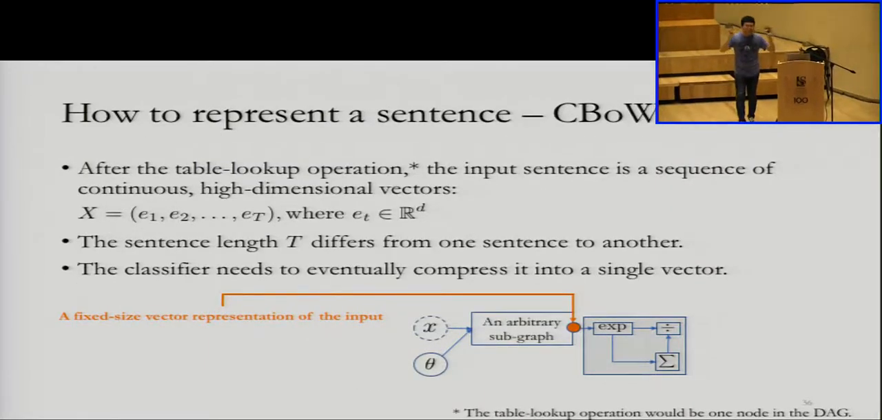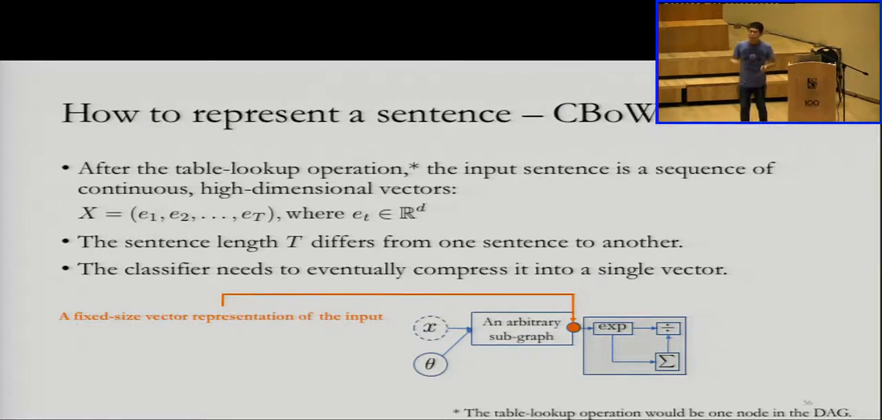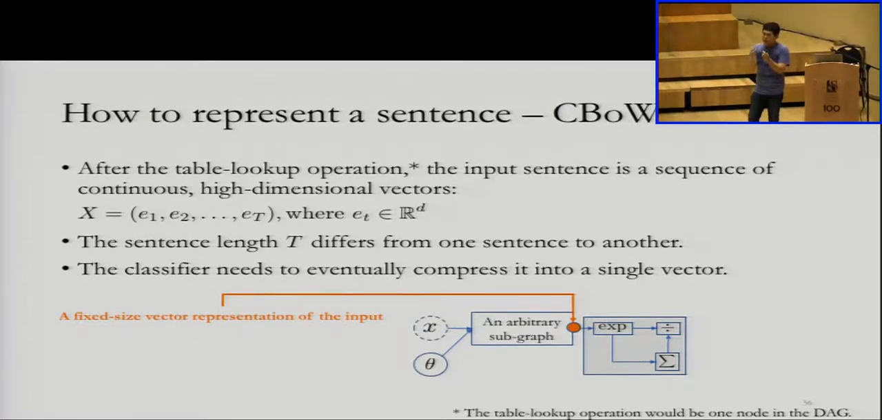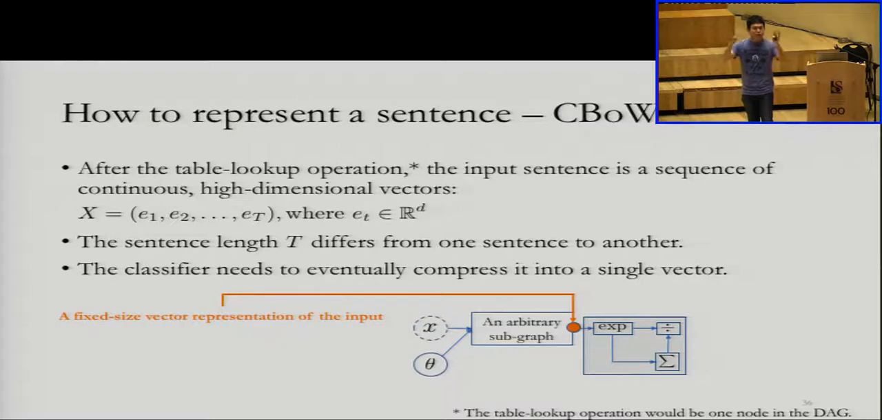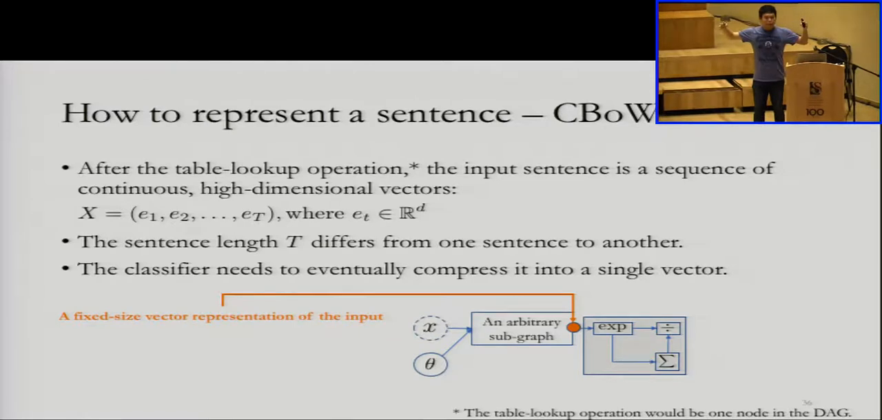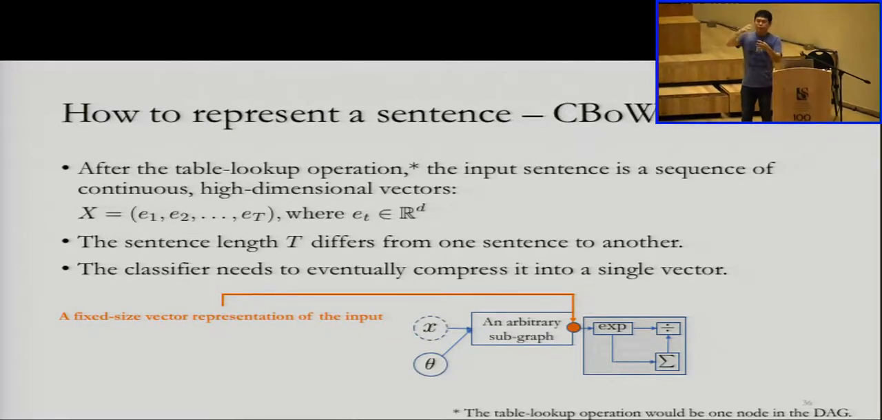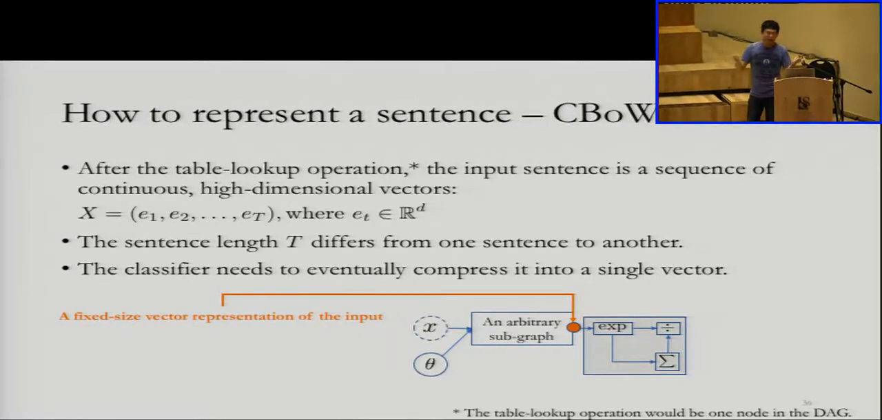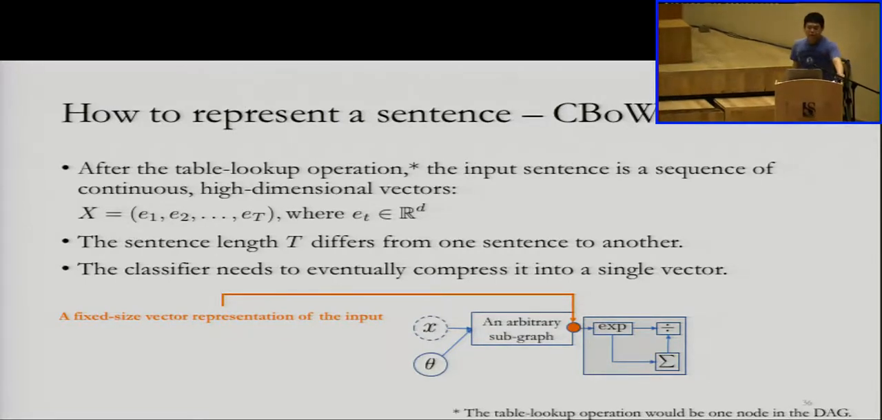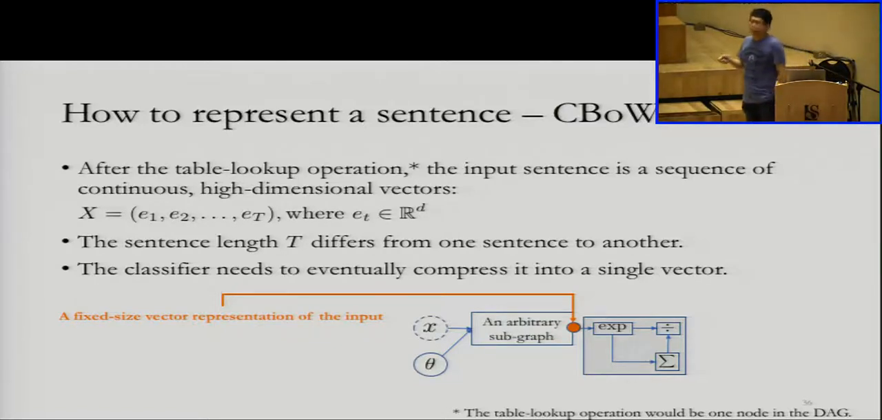Now, what we just talked about is how to turn those token indexes into vectors so that the neural net can do something about it. But the question is, how do we build a neural net that combines them so that we get a single representation for a sentence? The simplest way, it turned out, is something called continuous bag-of-words, or CBOW. After the table lookup operation, you can think of it as having turned the sequence of tokens into a sequence of token vectors.